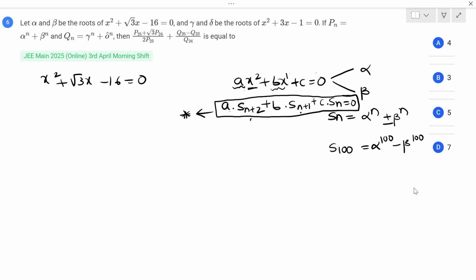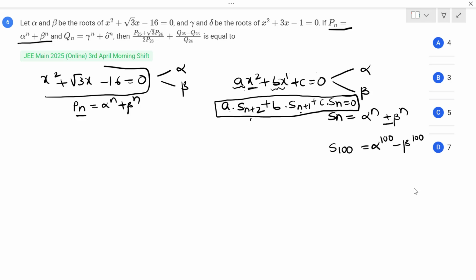Sir, done sir? Yes, done. Now the first quadratic equation he has given is x square plus root 3x minus 16 is equal to 0. What he is saying is, he has the roots alpha and beta. Okay, fine. Now he has also given a quantity called Pn, which is equal to alpha power n plus beta power n. So instead of Sn, he is giving Pn. Done. So Pn is equal to alpha power n plus beta power n, same as Sn basically. So how to apply, sir, now? How to apply Newton's formula for this?